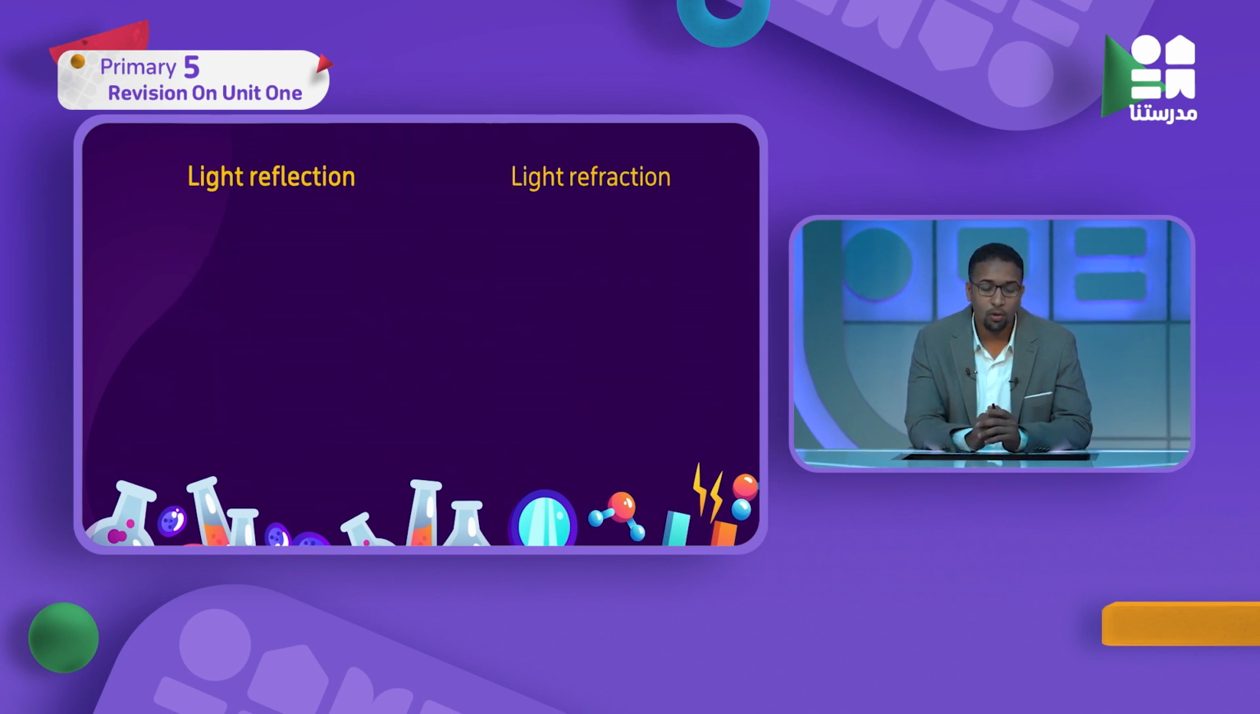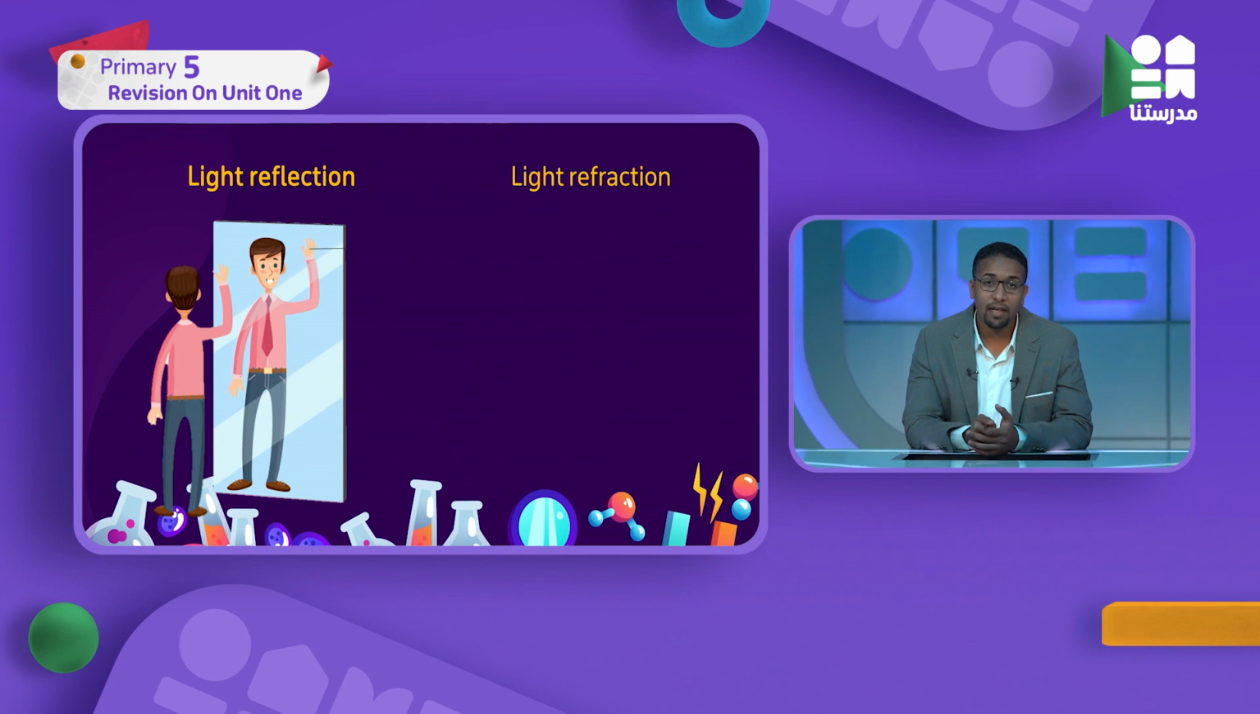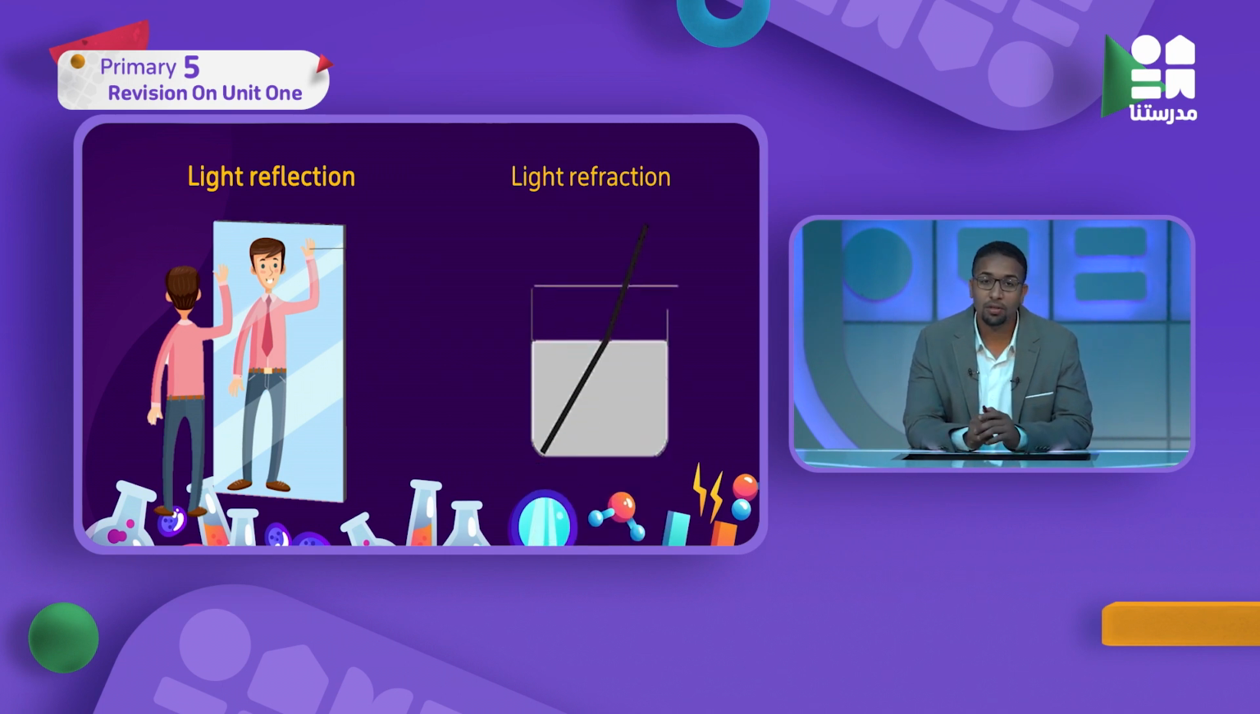The second property: we have two other properties that look alike and we get confused between them, light reflection and light refraction. What is the difference between reflection and refraction? Reflection, like a mirror, reflects the light and we can see our image in the mirror, while refraction is a change of light direction when light passes from one transparent object or one transparent medium to another, both of them being transparent.